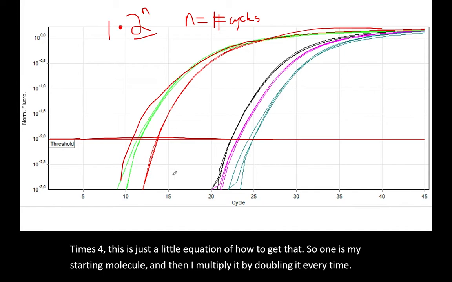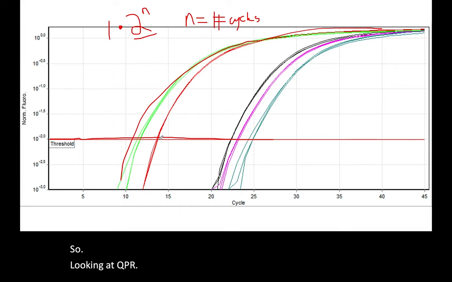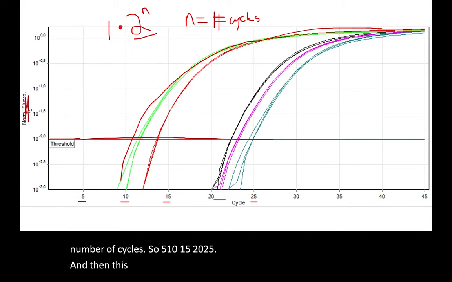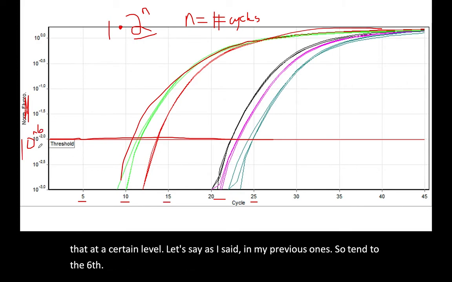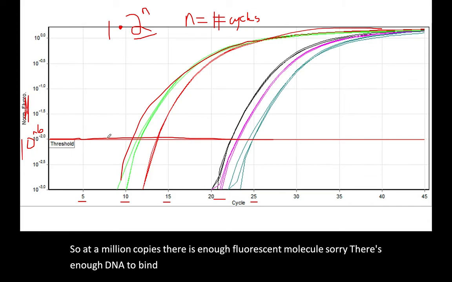Okay, so looking at qPCR, let's look at this green line for a moment. So this is the number of cycles, so 5, 10, 15, 20, 25. And then the fluorescence value, don't worry about that. Just know that at a certain level, let's say, as I said in my previous one, at 10 to the 6th, so at 1,000,000 copies, there was enough DNA to bind the fluorescent molecule to glow, and the spectrophotometer will pick that up.